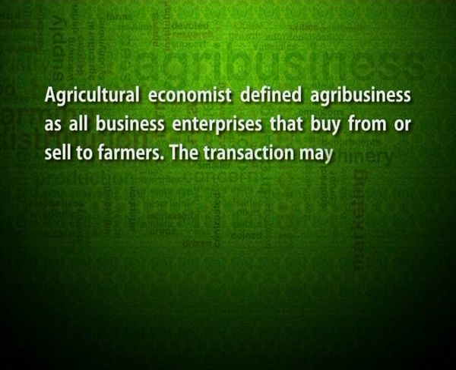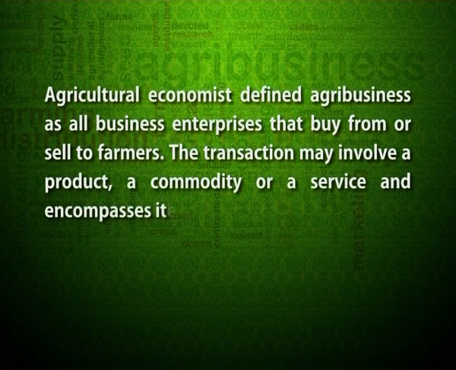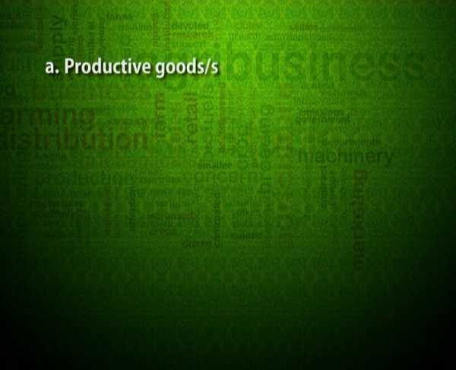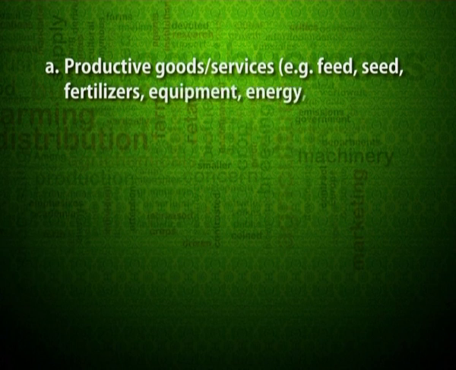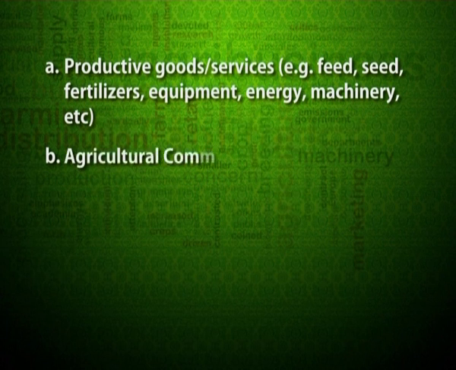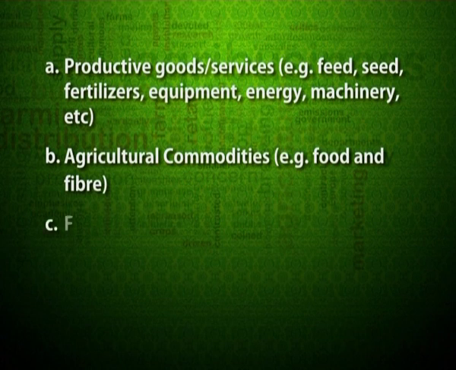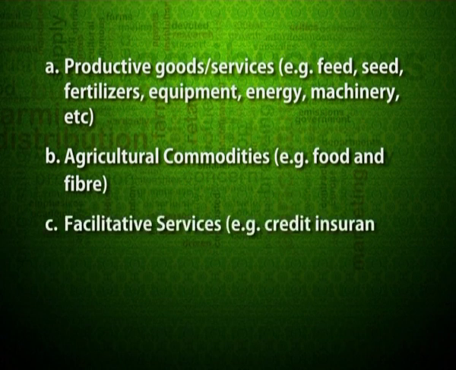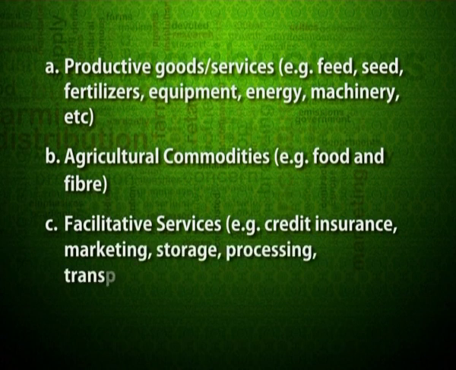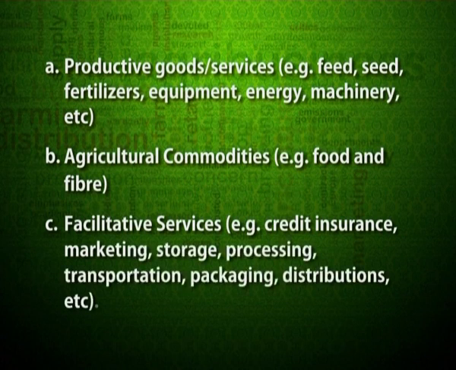The transaction may involve a product, a commodity or a service and encompasses items such as: number A, productive goods or services, for example, feed, seed, fertilizers, equipment, energy, machinery, etc. Number B, agricultural commodities, for example, food and fiber. And number C, facilitative services, for example, credit, insurance, marketing, storage, processing, transportation, packaging, distribution, etc.